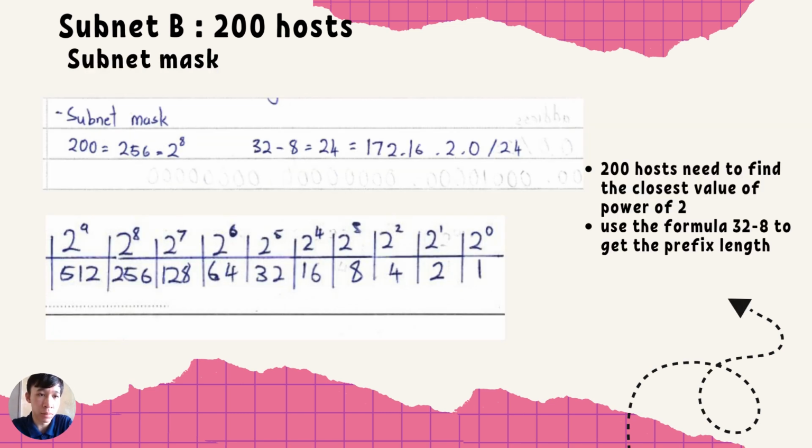Now for the subnet mask calculation. We have 200 hosts, so we need to find the closest value. We cannot choose the lower value, so we must choose the higher one, which is 2 to the power of 8, containing the value 256. After we get the power value, we use the prefix length formula, 32 minus the power value 8, so we get a prefix length of 24 for this subnet.